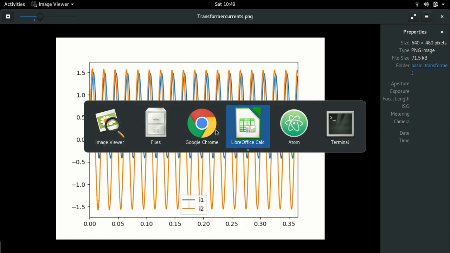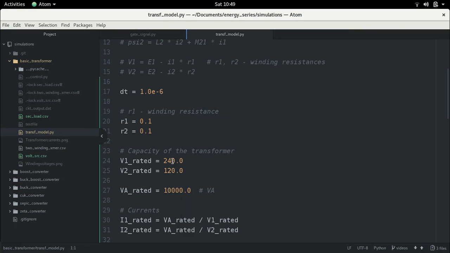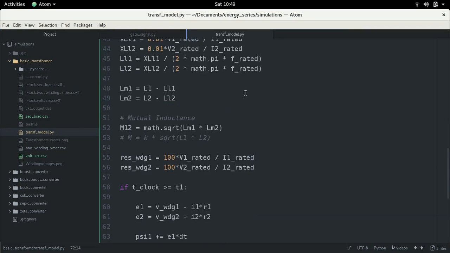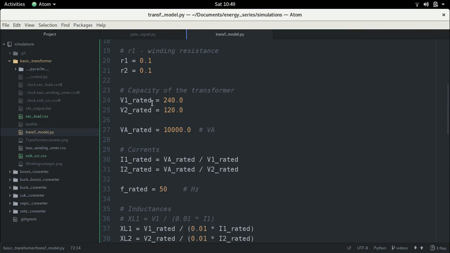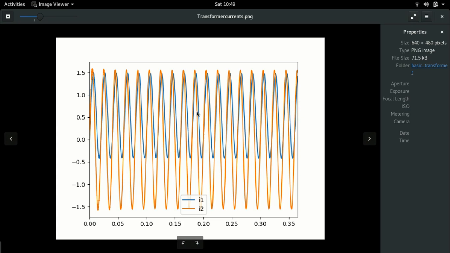So if we go back to our code, we see that we have a step down transformer. So the low voltage winding will have the larger current, the high voltage winding will have the lower current. Therefore this plot is perfectly okay, right? The primary or the first winding is the high voltage winding and therefore the current is smaller. The secondary, which is the orange or yellow line, is the low voltage line and therefore has a higher current.